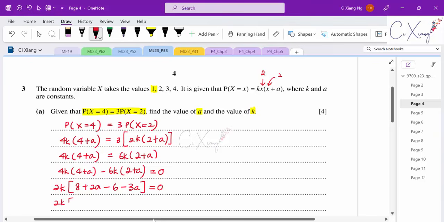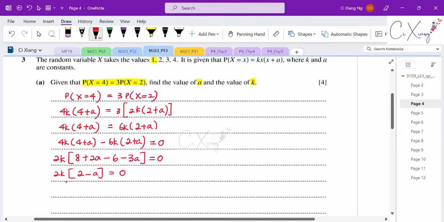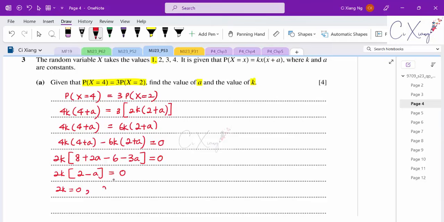Then I can further simplify the bracket here. So 8 minus 6 is 2. 2a minus 3a is negative a. And then it equals 0. Okay, so from here we can actually see quite clearly that to solve this equation, I'm having 2k equals 0 and also 2 minus a equals 0. So 2k equals 0, 2 minus a equals 0, and I'm having my value of a, which equals 2.